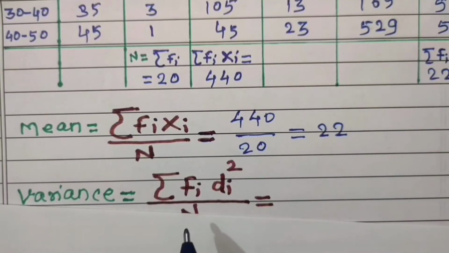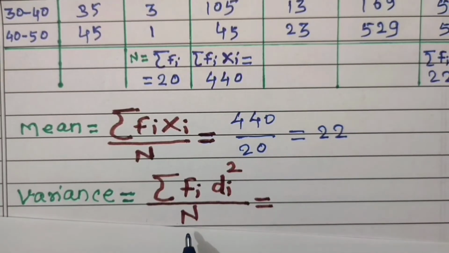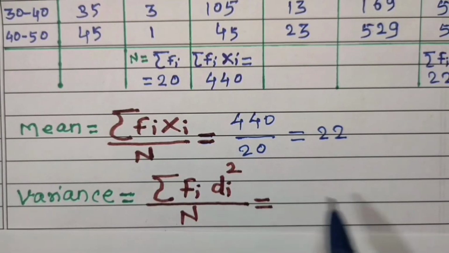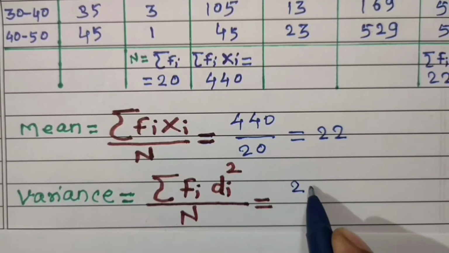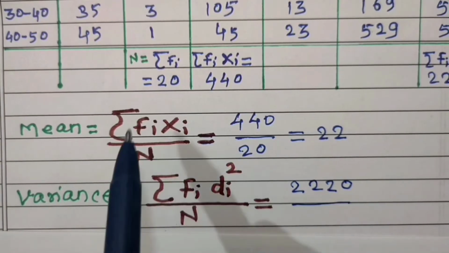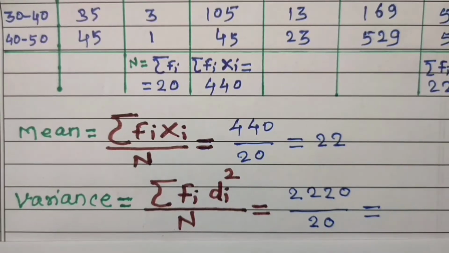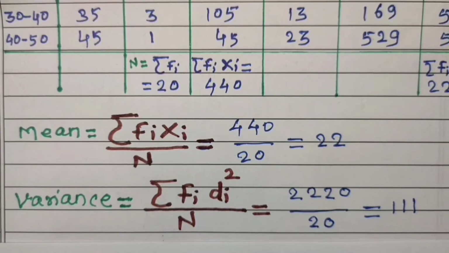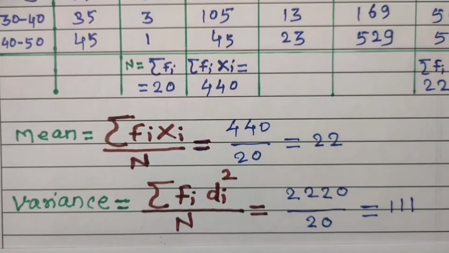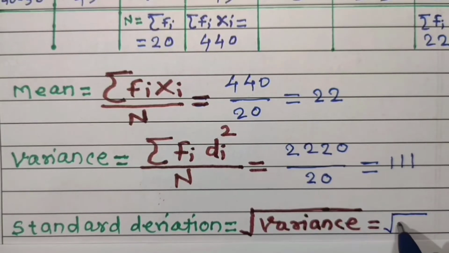By using this value, we have to find out the variance. Here variance is given by summation of fi into di square divided by N. So fi into di square is 2220, divided by capital N, which is nothing but summation of fi, equal to 20. This is equal to 111. Okay, this is the variance, and we know standard deviation is nothing but the square root of variance. So standard deviation is equal to square root of 111.